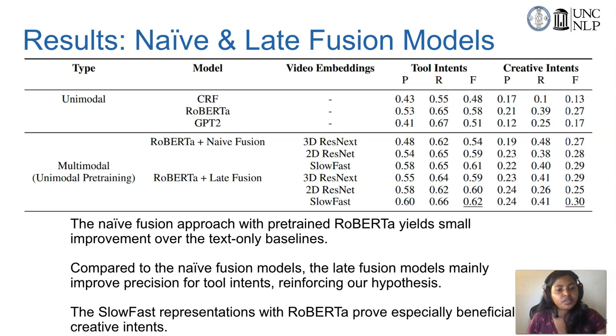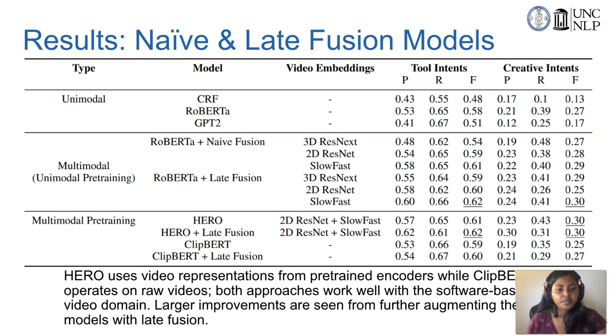The slow-fast representations with RoBERTa prove especially beneficial for creative intents. Finally, for multimodal pre-trained models, HERO uses video representations from pre-trained encoders, while CLIPBERT operates on raw videos. Both approaches work well with the software-based video domain, and larger improvements are seen from further augmenting these models with late fusion.